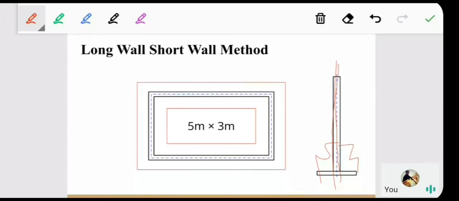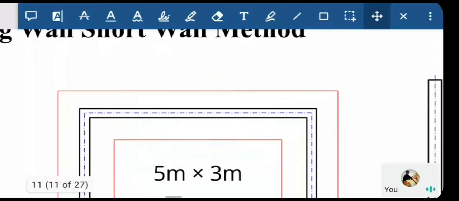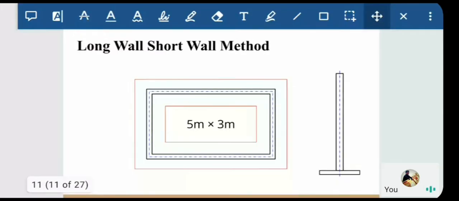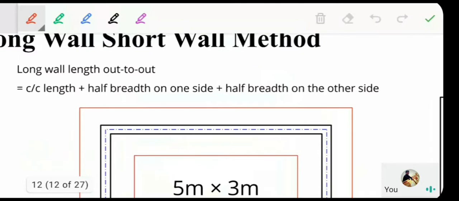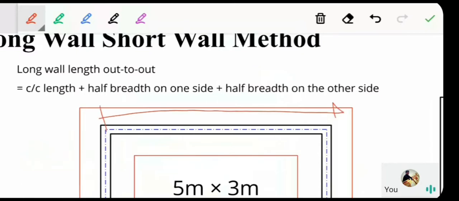Suppose again we have to calculate the quantity of the brickwork in this. Again, we will take the center line of this particular wall as a base line and do the calculation. So first, the length of the brickwork, the out to out length of this particular brickwork, will be equal to this center line length, because we are taking the center line as the base. Therefore, the out to out length of this particular long wall will be equal to the center line length plus half width and the other half width.